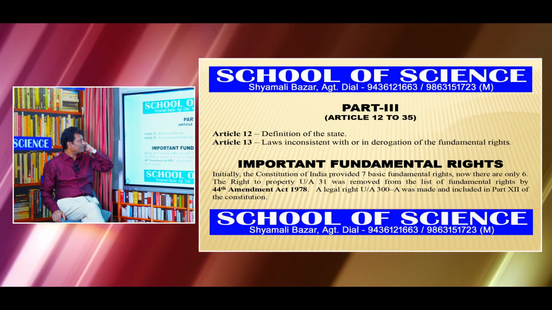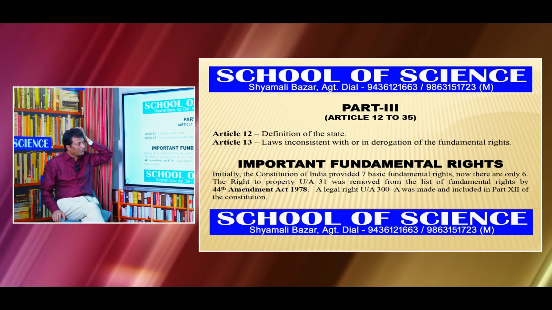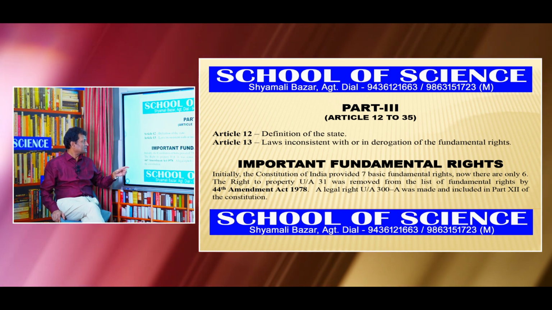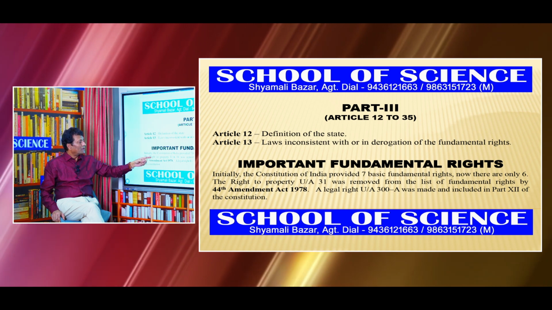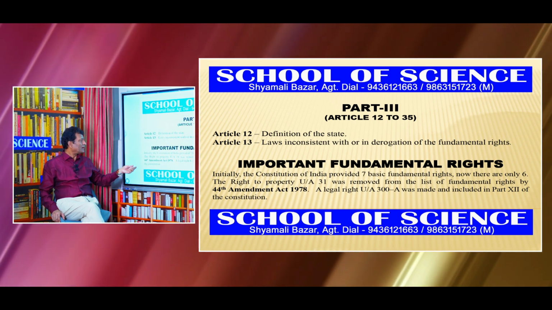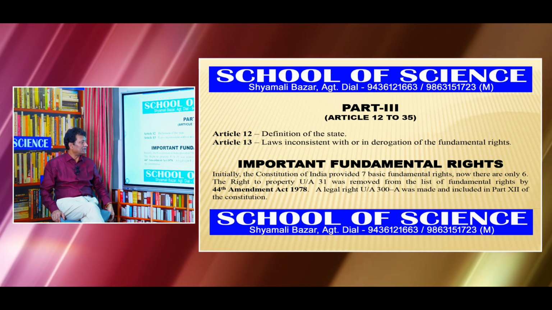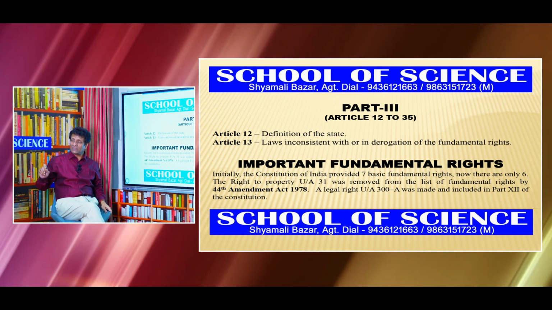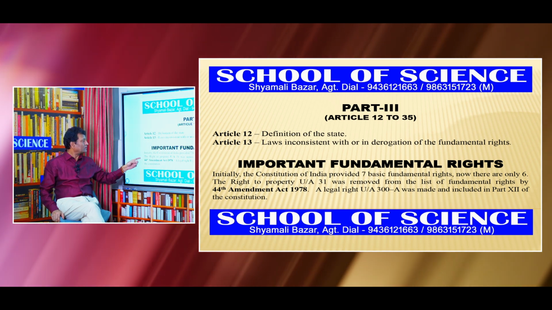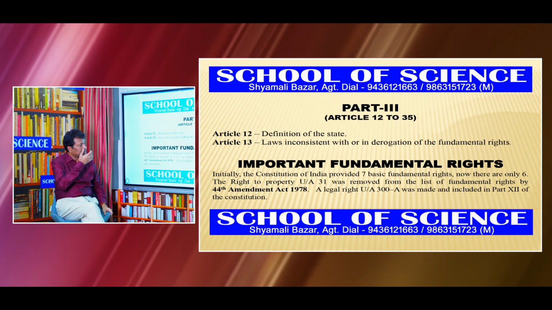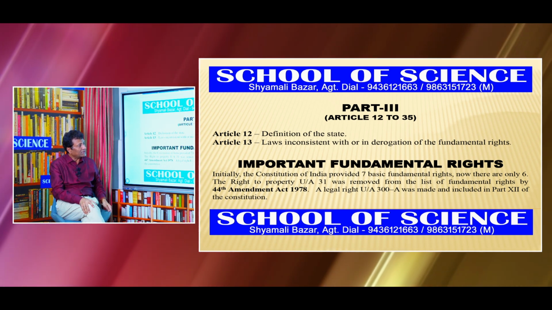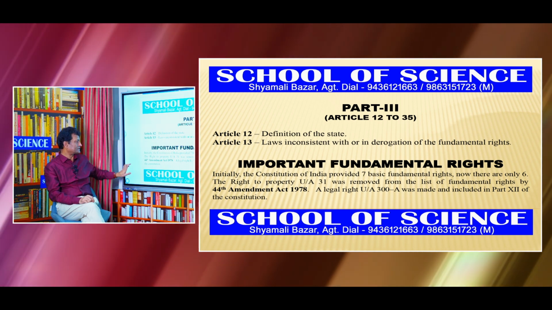Now, important fundamental rights. Initially, the Constitution of India provided 7 basic fundamental rights. Now there are only 6. The right to property, under Article 31, was removed from the list of fundamental rights by the 44th Amendment Act 1978. The right to property, this right has been abrogated by which Amendment Act? 44th Amendment Act 1978. It is just a legal right. Article 300A was made and included in part 12 of the Constitution.